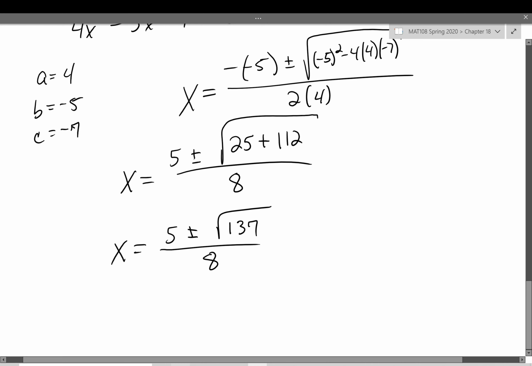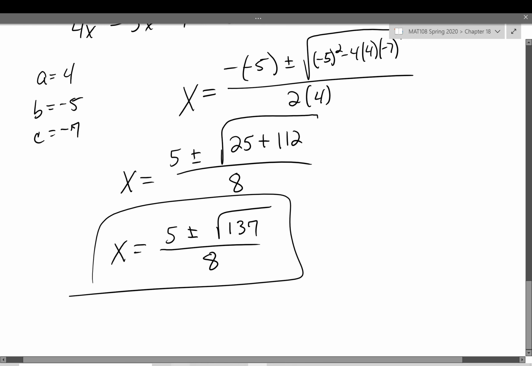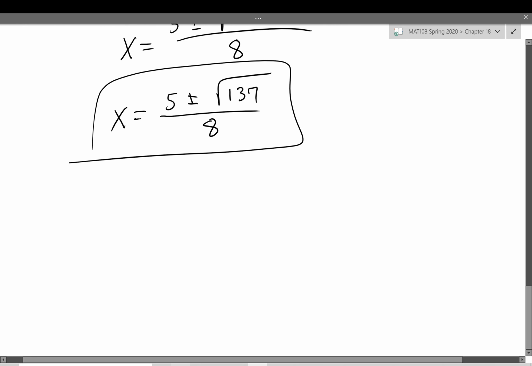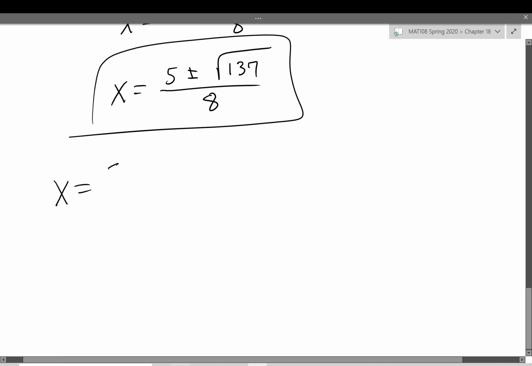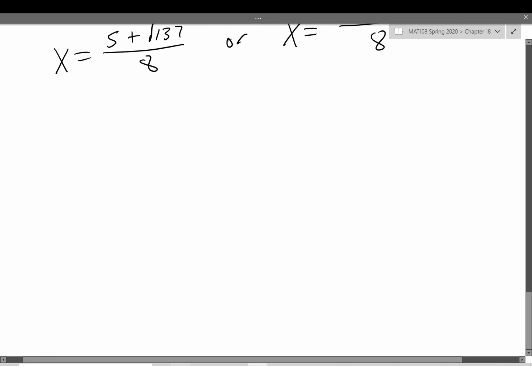Now, 137, actually, that's prime, if you didn't know that. And you probably didn't know that. I only know that because I've been doing this for a long time. But 137 is prime, so there's my answer. If I wanted to, I could separate that. x equals 5 plus the square root of 137 over 8, or x equals 5 minus the square root of 137 all over 8. Okay? All right, let's do the next problem.